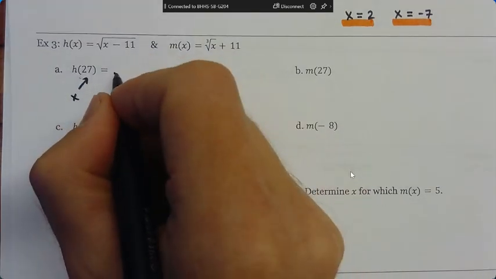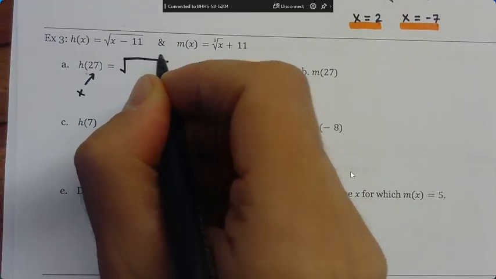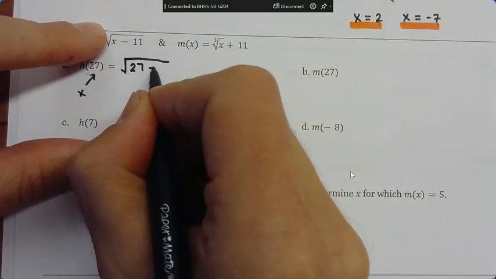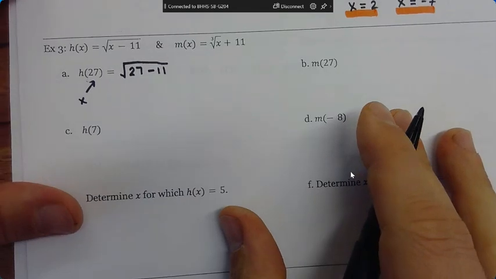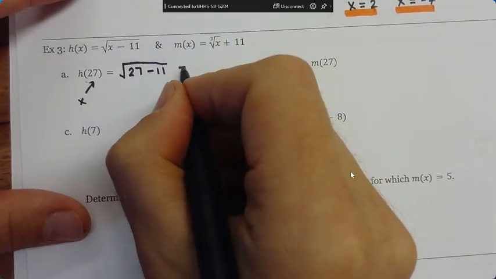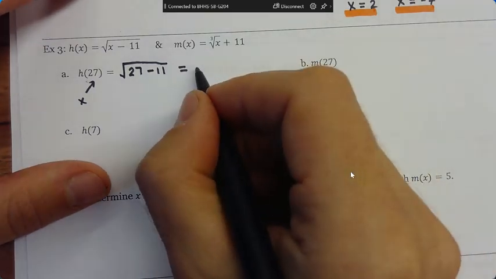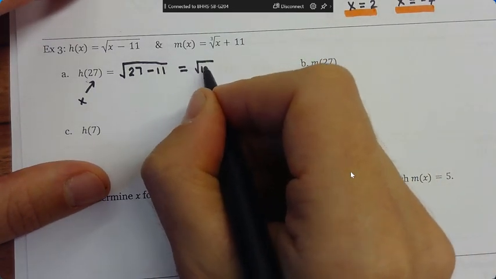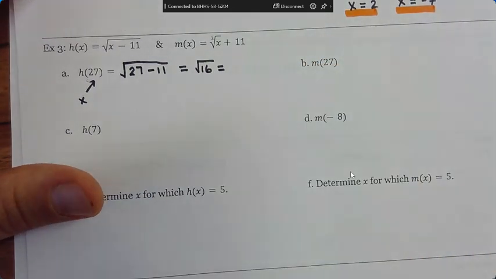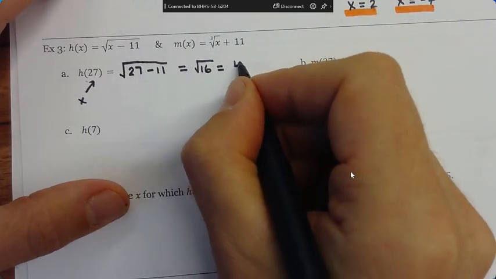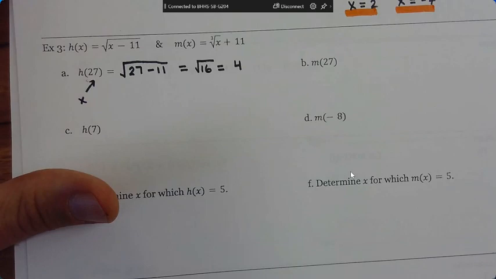Okay, so we're going to go h of x is the square root of x minus 11. And then we're going to simplify that. 27 take away 11 is, what, 16? And the square root of 16 is 4. That's your answer.